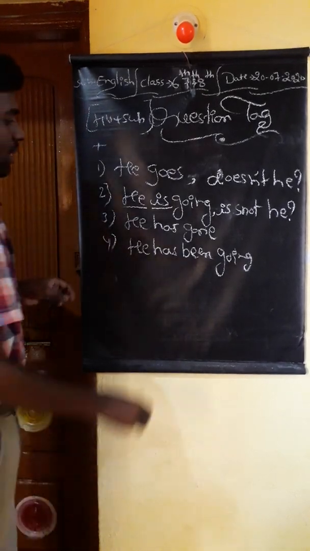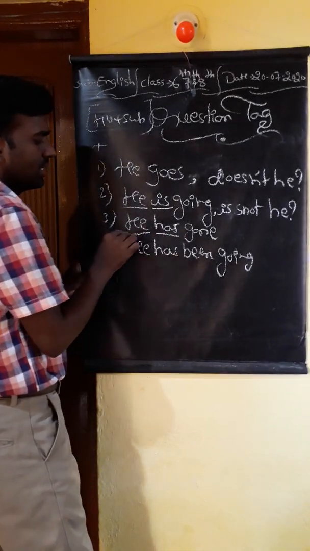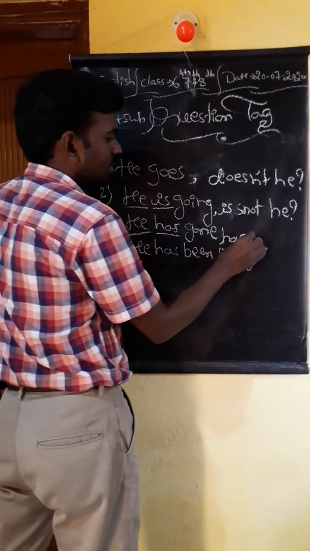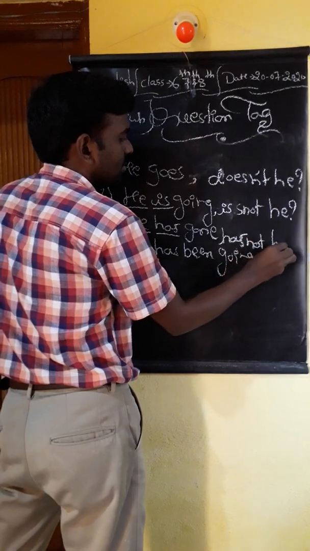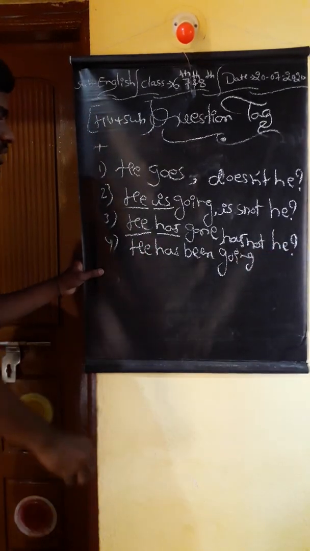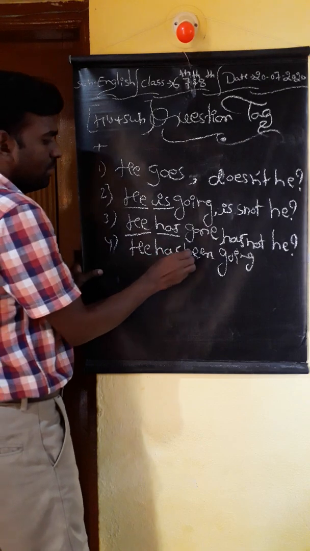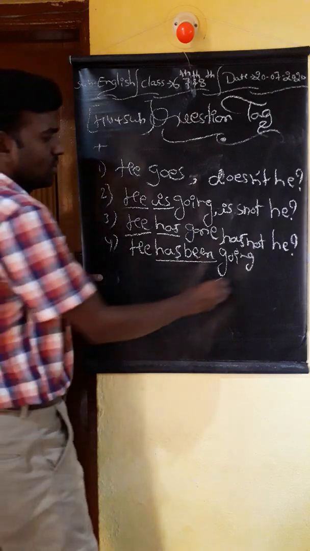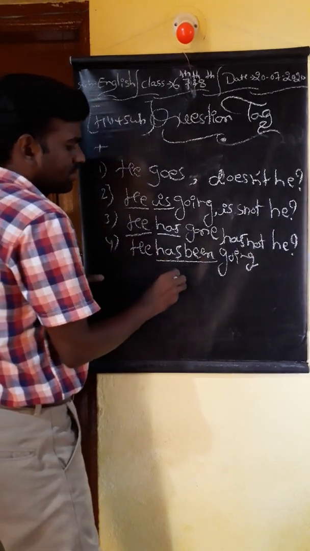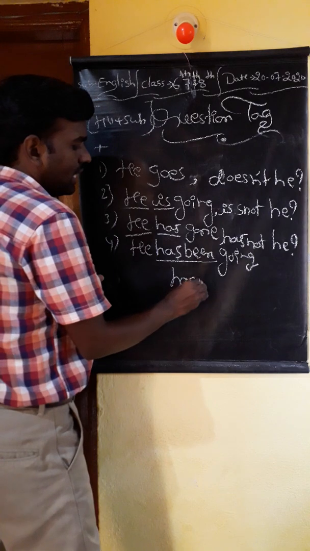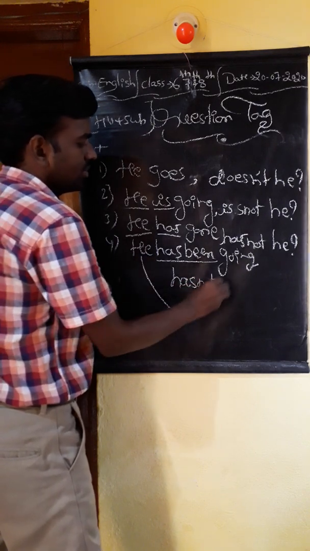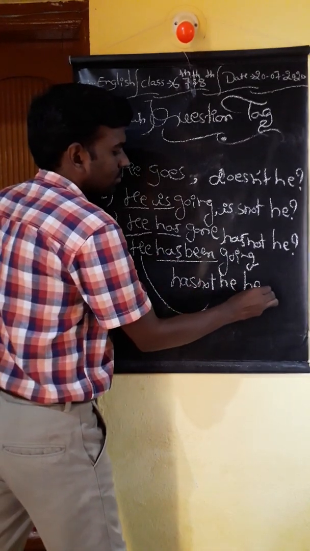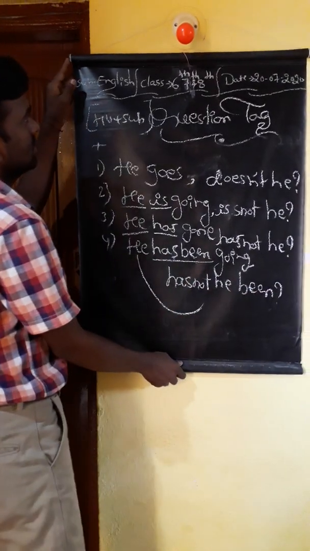For the next one also you have to write doesn't he. Now the helping verb is has, the subject is he, so write has as it is, and since there is no word called not, apply not, and the subject is he. Again, be careful, students. Now here the helping verb is has been. While applying the question tag, you have to take the first part, that is has, apply the not and take the subject, and whatever remains after the helping verb, you have to add. This is the question tag.